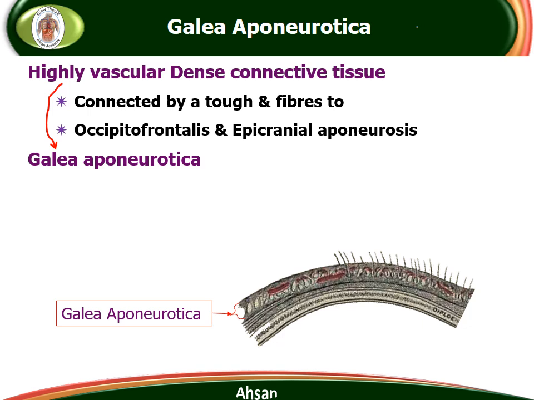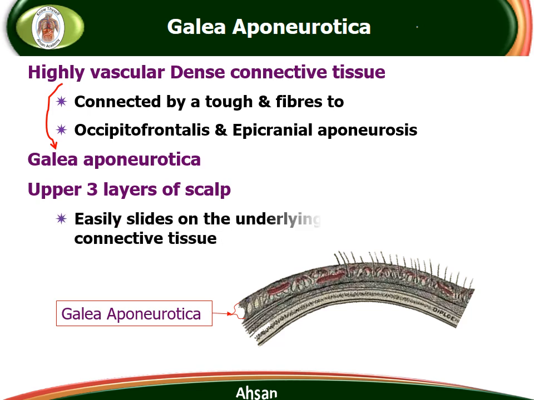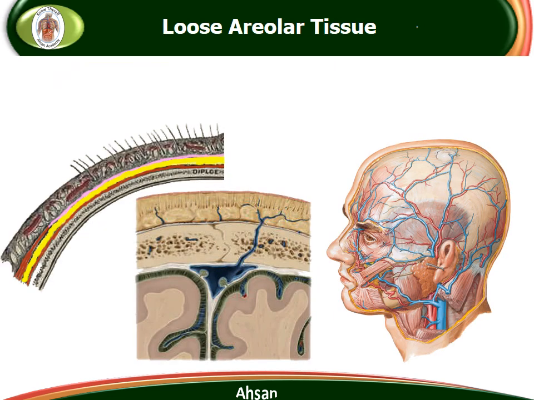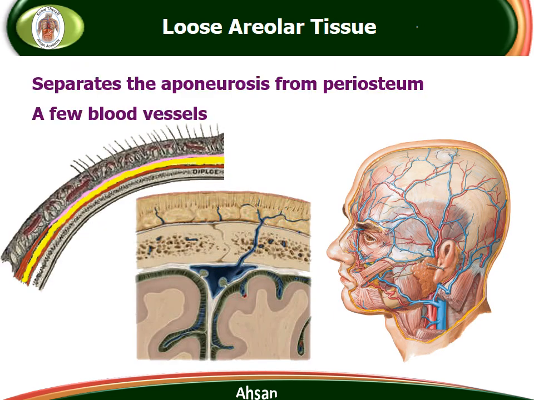This is the galea aponeurotica shown in the diagram, and these upper three layers, especially the aponeurosis and the connective tissue, move together. They can slide over the underlying loose connective tissue, which forms the fourth layer of the scalp. You can see this fourth layer is the loose areolar tissue, and it is separating the aponeurosis from the periosteum of the skull. A few blood vessels are observed here. The main blood vessels remain in the second layer of the scalp from outside.